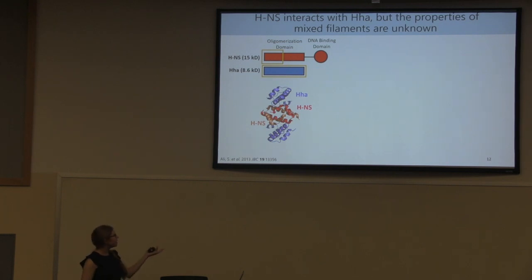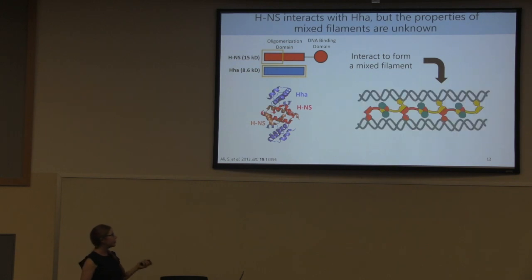And so if we were to take this interaction between Hha and HNS and assume that they're interacting together to form what I'm calling a mixed filament, so a mixture of HNS and Hha, it might look something like this, where the blue circles are Hha that I've added into the bridged HNS filament. And so, like with the HNS alone filaments, we had a lot of questions about what this overall filament might look like.